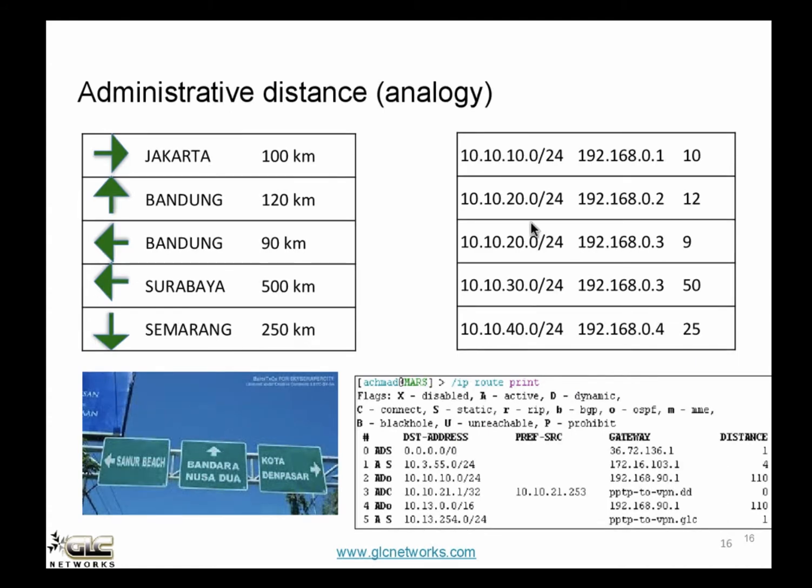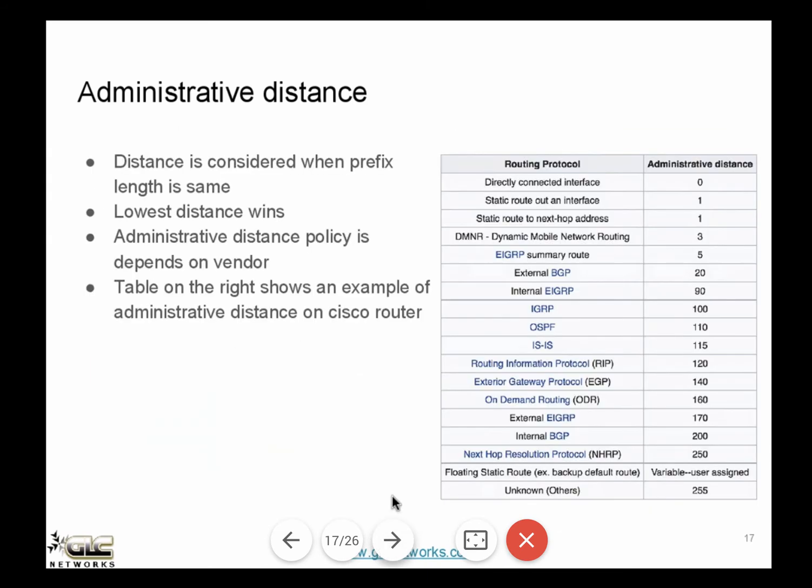Based on this table, we can provision the table into the Mikrotik router. If you want to display it, use IP route print, and that's how routing tables on Mikrotik look. I hope you understand about administrative distance. Distance is considered when prefix length is the same, so it's the second parameter that is considered. Lowest distance wins. Administrative distance policy depends on the vendor. Huawei and Mikrotik might have different policies on administrative distance. The table on the right shows an example of administrative distance on a Cisco router.